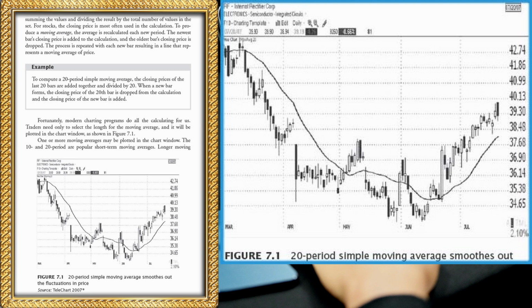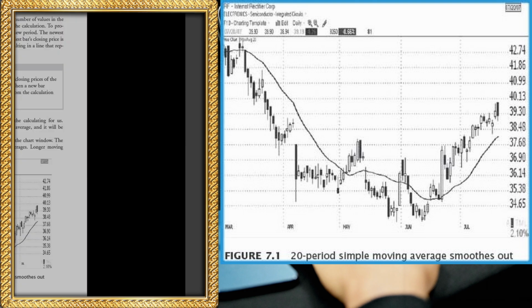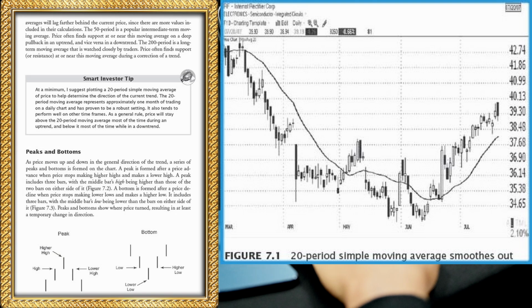As shown in Figure 7.1, one or more moving averages may be plotted in the chart window. The 10 and 20 period are popular short-term moving averages. Longer moving averages will lag farther behind the current price, since there are more values included in their calculations. The 50 period is a popular intermediate-term moving average. Price often finds support at or near this moving average on a deep pullback in an uptrend, and vice versa in a downtrend. The 200 period is a long-term moving average that is watched closely by traders. Price often finds support or resistance at or near this moving average during a correction of a trend.